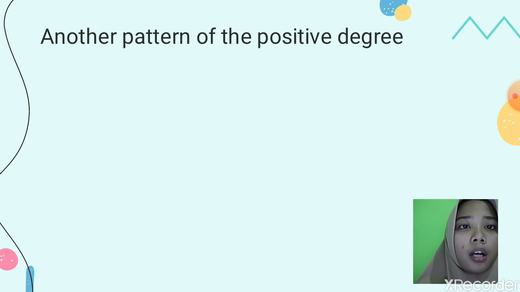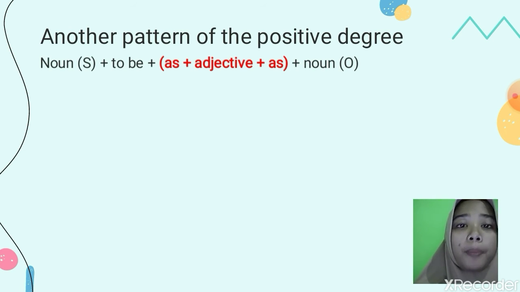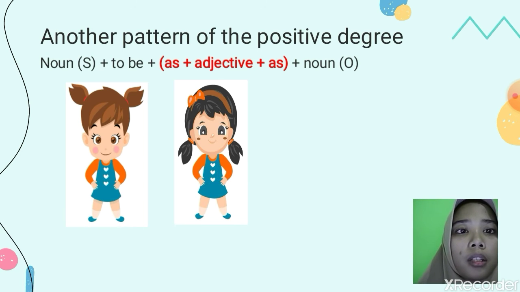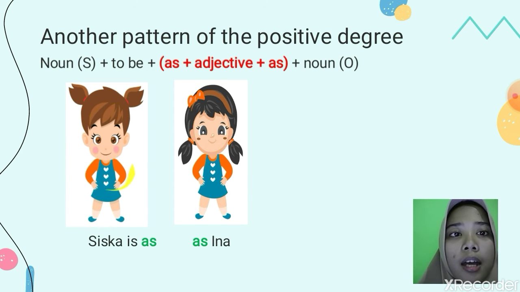After the previous examples, I would like to tell you that there is another pattern of the positive degree to compare two objects that have the same quality. The pattern is noun as a subject plus to be plus as plus adjective plus as plus noun as an object. The example is: Siska is blank as Ina. This is Siska and this is Ina, and we can say that Siska is as tall as Ina.